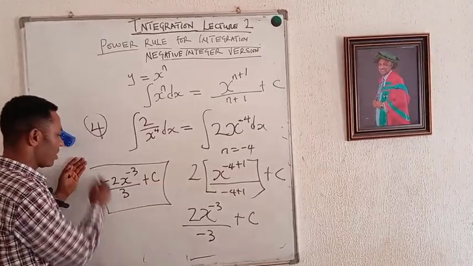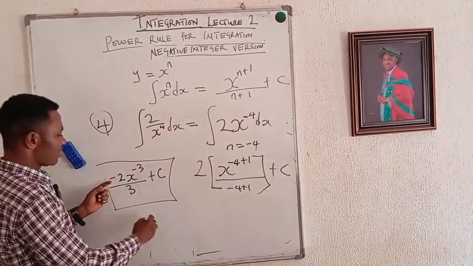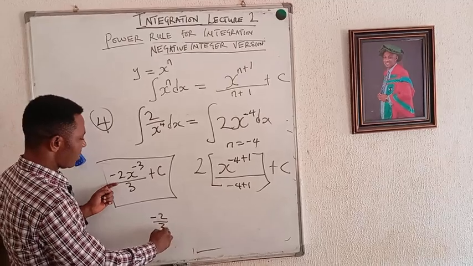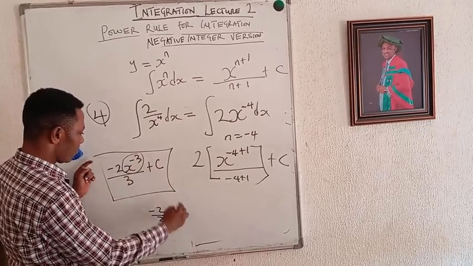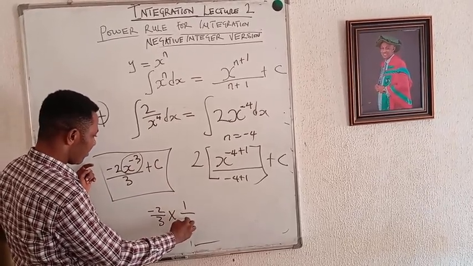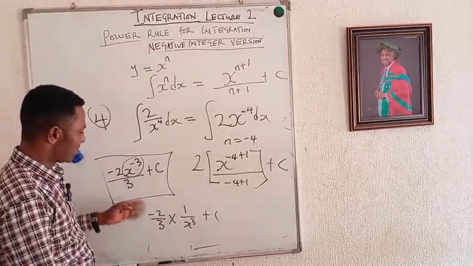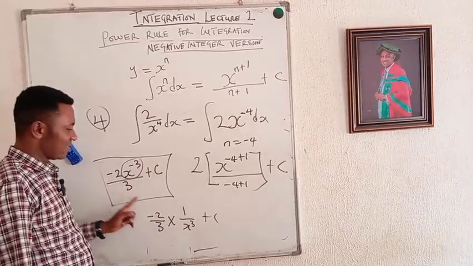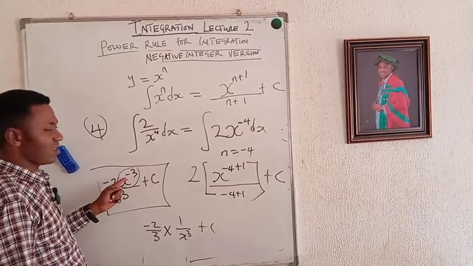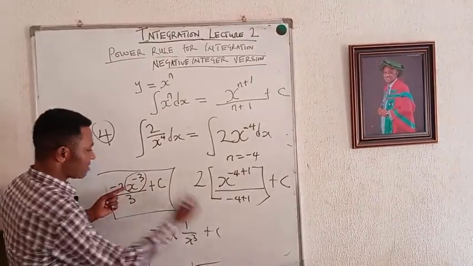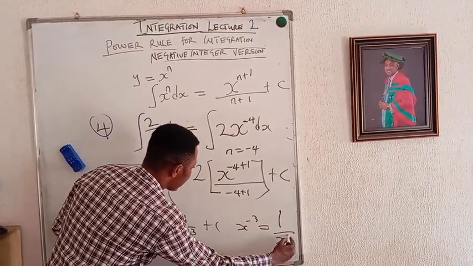But do you know that you can still rewrite this? Else, you leave it this way. But we can still rewrite this. Let me write it again to be minus 2 all over 3 multiplied by x power minus 3, going to be 1 all over x power 3, plus c. Know that this is possible. This is minus 2 over 3, then multiply by x power minus 3, because this is indices. That is x power minus 3, you can write to be 1 all over x power 3.